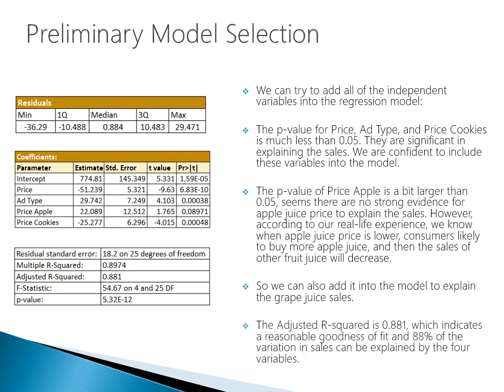The adjusted R-squared of this model is 0.881, which indicates a reasonable goodness of fit, and that 88% of the variation in sales can be explained by these four variables. So we have an R-squared of 0.88, which is a very high R-squared, and I'm glad to see that. We have a very strong model here.